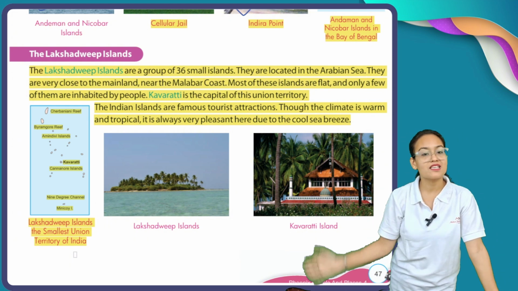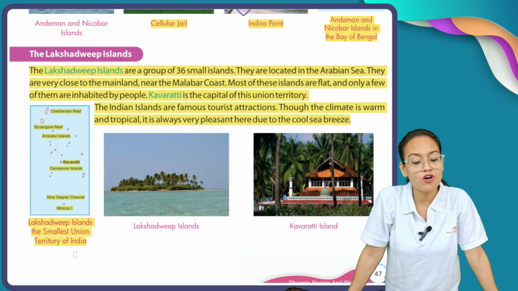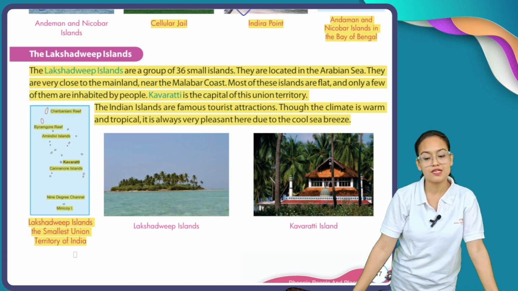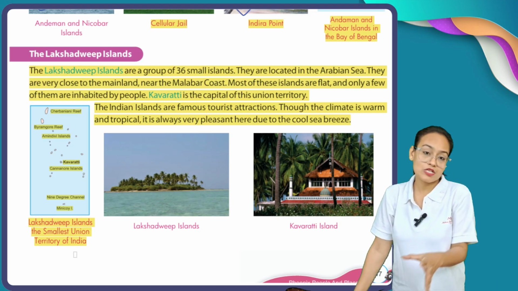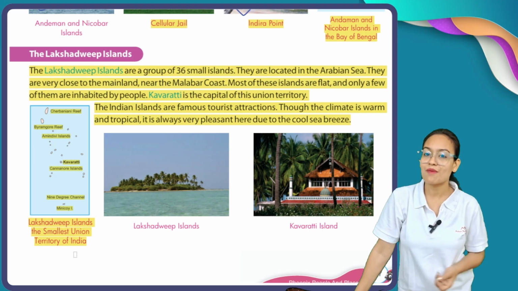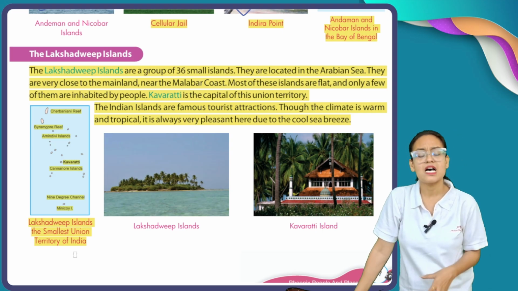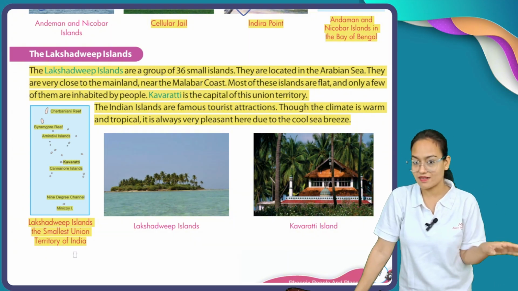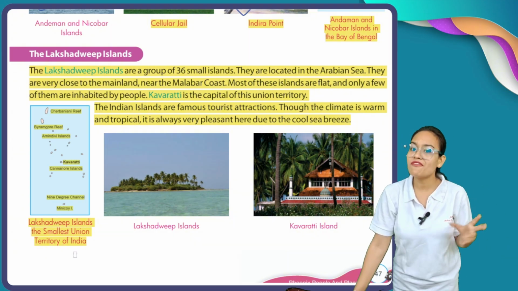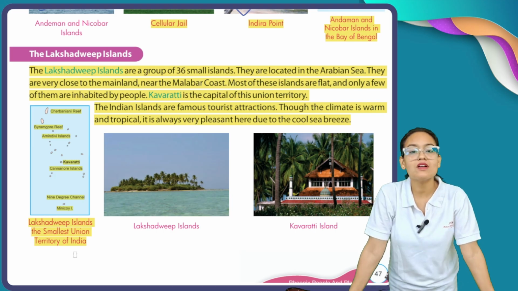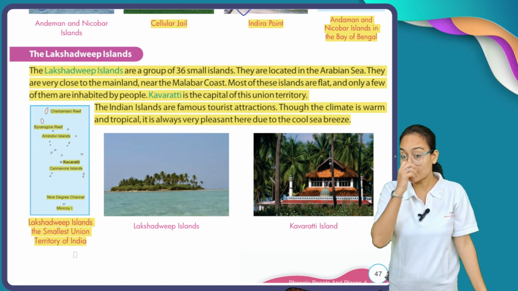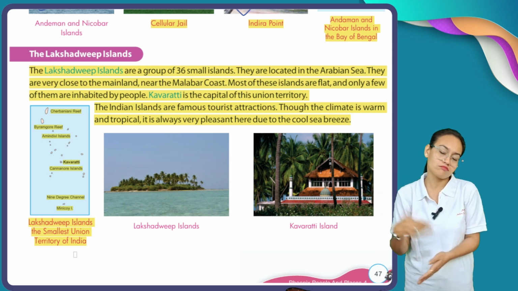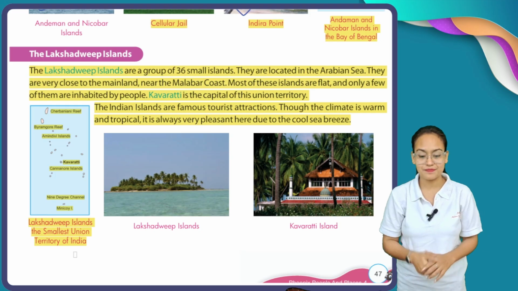Most of these islands are flat, and only a few of them are inhabited by people. Kavaratti is the capital of this union territory. So, my dear student, this Lakshadweep Island is very close to Malabar. Okay, and out of these 36 small islands, most of the islands are flat. Okay, that's why only a few of them are suitable for living beings. Okay, like Andaman and Nicobar Islands. Okay, so what is the capital city of Lakshadweep? Kavaratti.